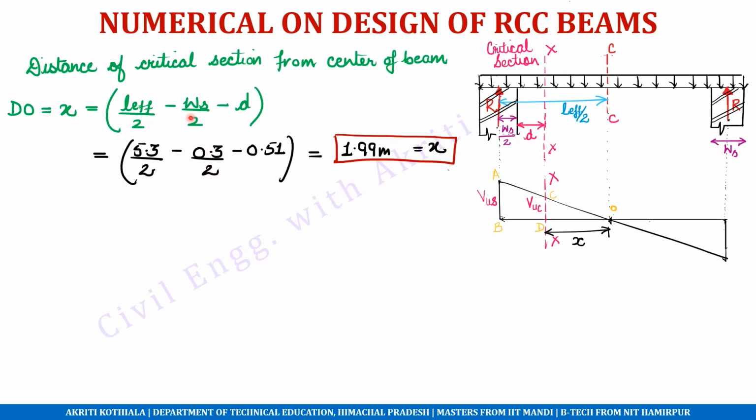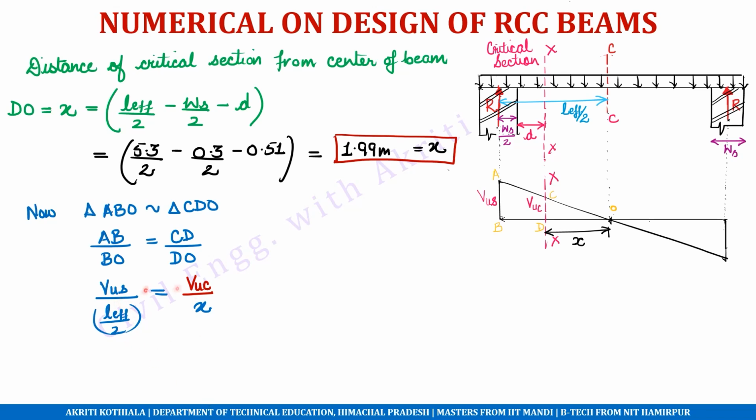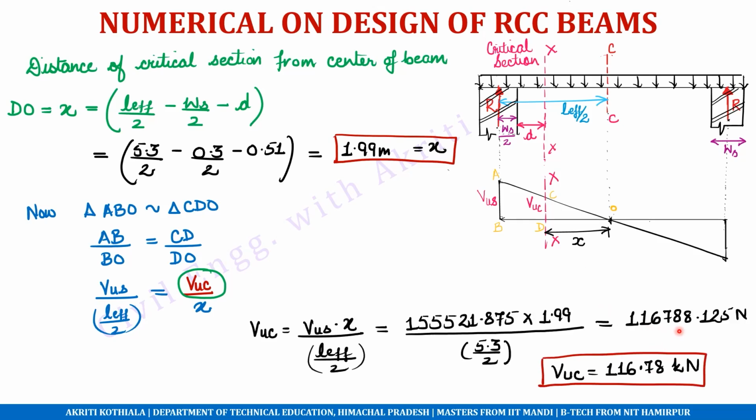Keep in mind that we have to take this value of width of support and d in meters, because L effective is in meters. Now from similar triangles, we have this equation. We can compute the value of VUC, which calculates to be equal to 116,788.125 Newton, which can be written as 116.78 kilonewton. We can entirely skip this calculation of shear force at the critical section if we are running out of time in the exam, but it is always preferred because it will cost you a few marks if you don't carry out this step.